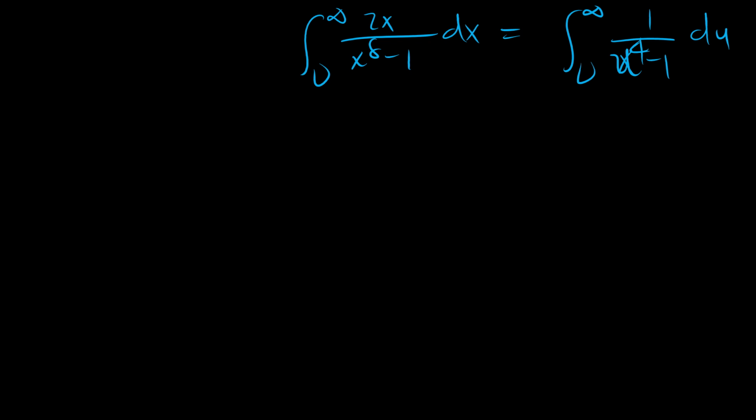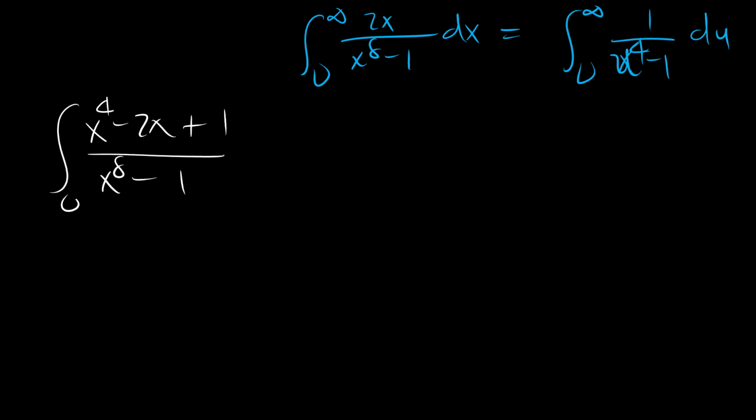And so our original problem, x to the power 4 minus 2x plus 1 over x to the 8 minus 1 from 0 to infinity, was first of all split into 1 over x to the 4.